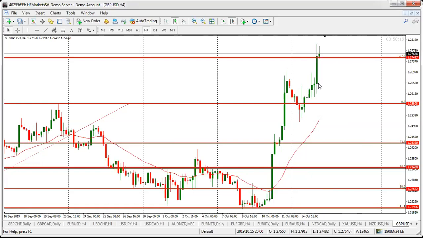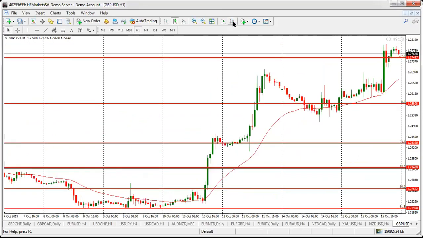So for me, when they say make sure you take a trade on key level, this is what it means. So now the movement started on 61.8 and then continued and continued and continued.